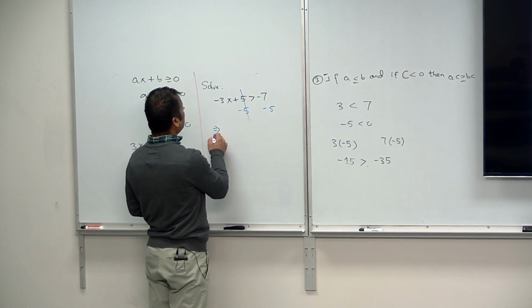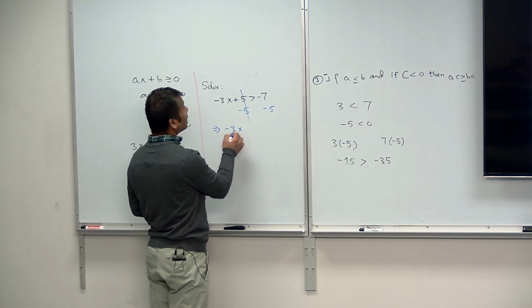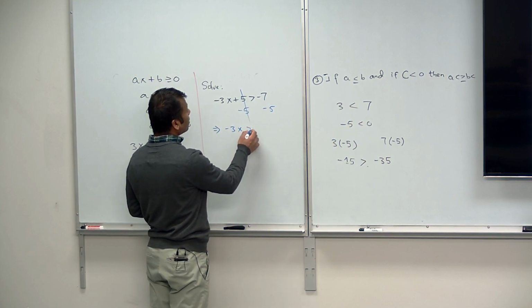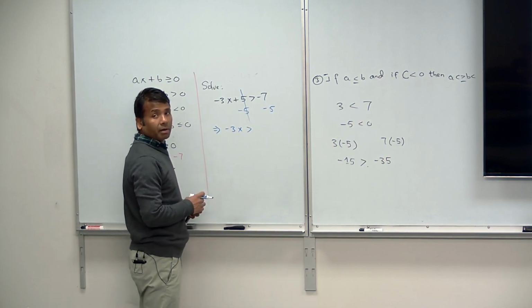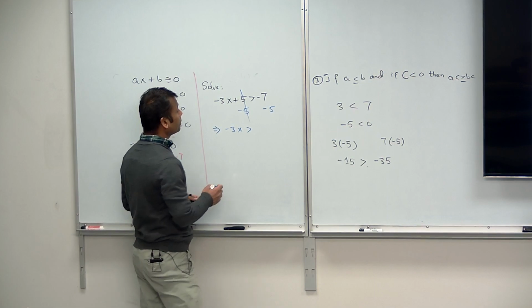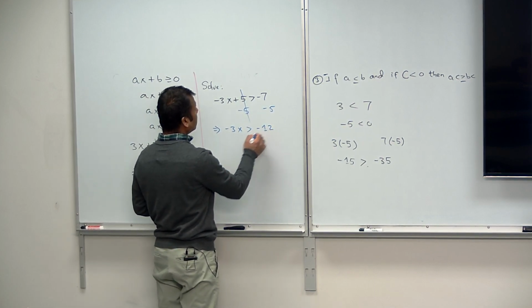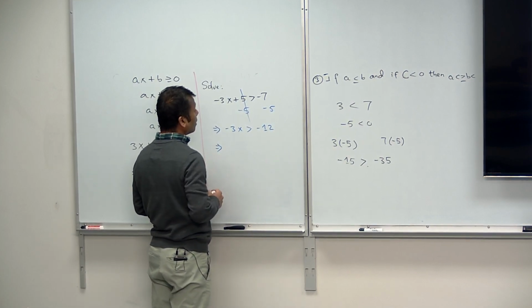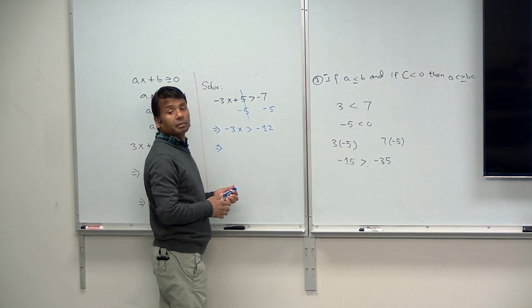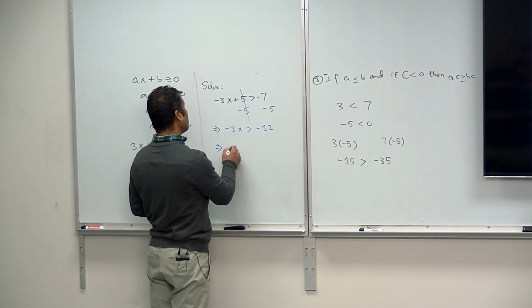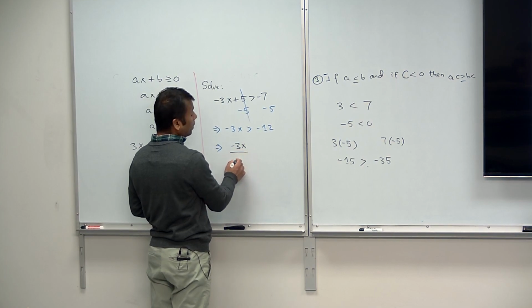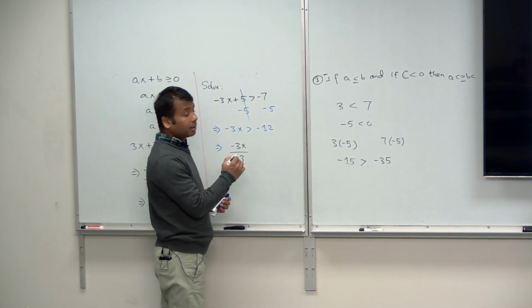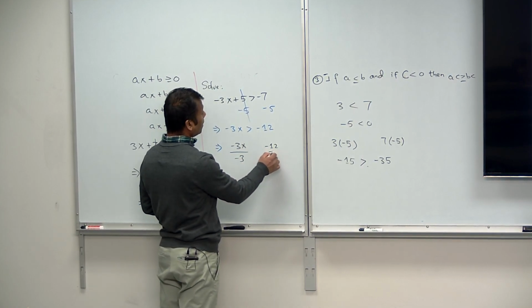So now it would be what? Negative 3x is greater than, you combine negative 7 and negative 5, negative 12. Yes. And then what to do? Divide by negative 3. So now you see negative 3x, you told me divide by negative 3. So this is negative 12 divided by negative 3.